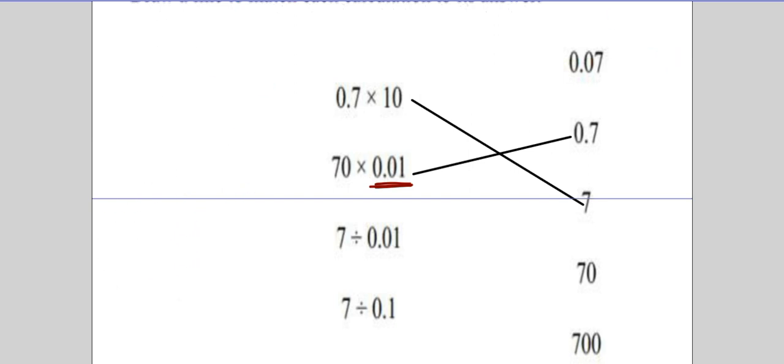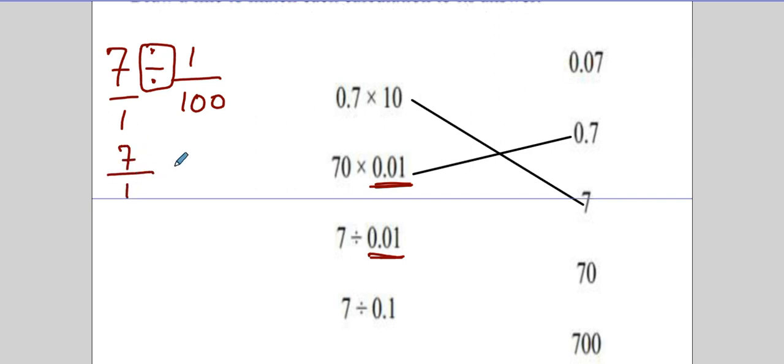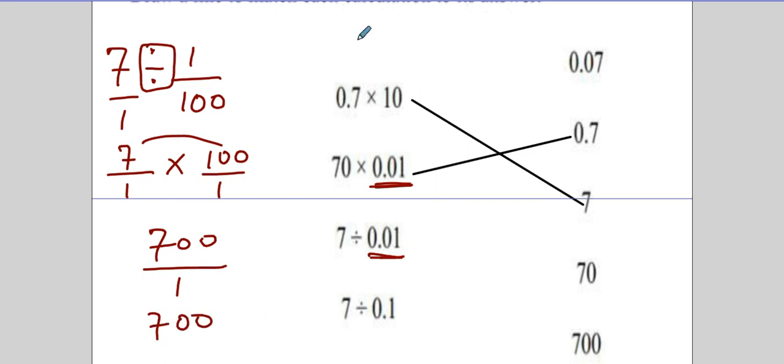Right, the next calculation is 7 divided by 0.01. So write 0.01 as a fraction, that will be 1 over 100, and because this is division, we have to look for the reciprocal, that is 7/1 times upside down, that will be 100/1. So this will be 700/1. 700 divided by 1, the answer is 700. Now, do we have 700? Yes, we do. So this will match with this, 700.